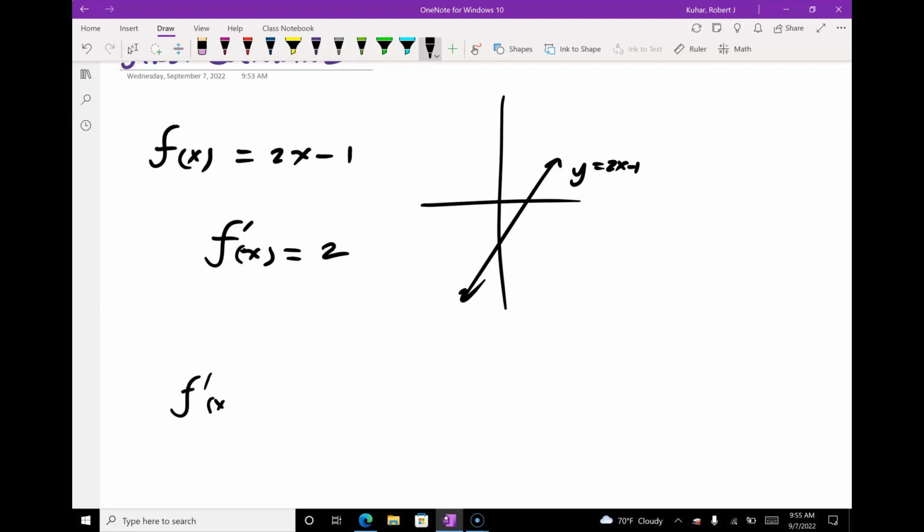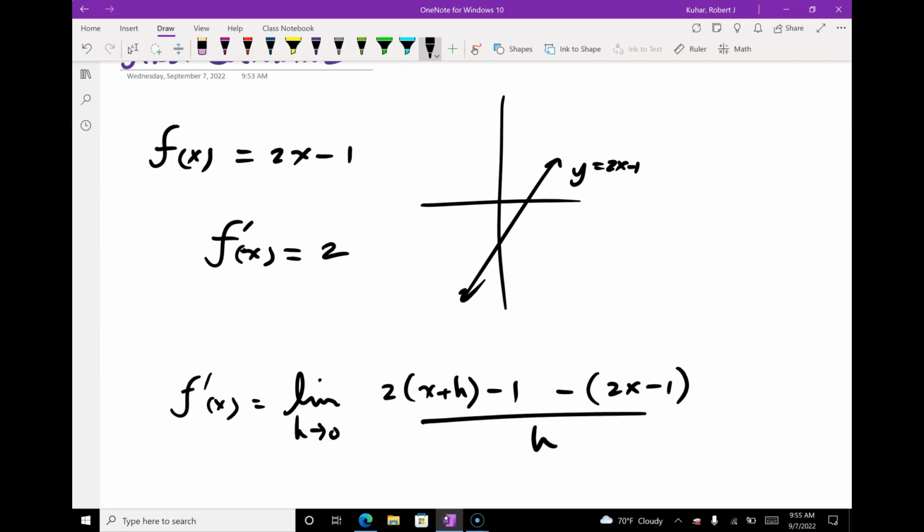So f prime of x is the limit as h goes to 0 of f of x plus h minus f of x all over h. Notice in blue, I have a 2x minus 1, but my x is replaced with, inside a parenthesis, very important, x plus h. The rest of it is minus f of x, minus the original function, yes? And divided by h. This is a difference quotient, right?